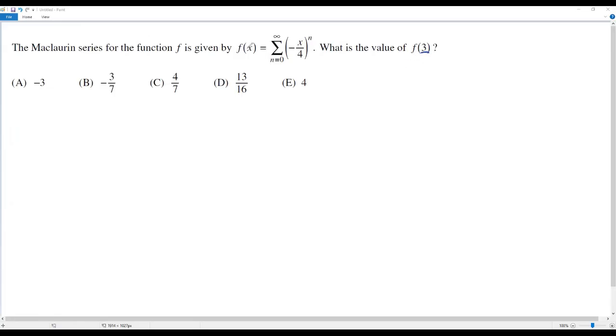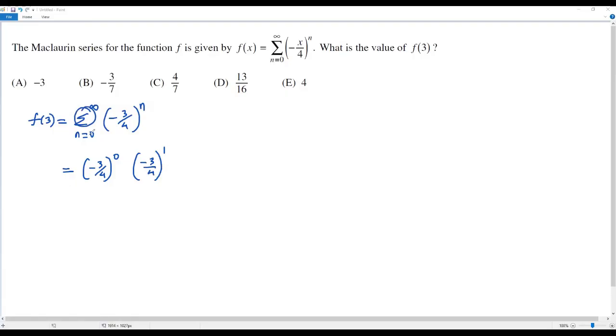Okay, now let's plug in 3 for x over here. Then on the right side also we have to plug in 3 for x. Then we get f of 3 equals the summation from n equals 0 to infinity of negative 3 over 4 raised to the power of n. Now let's plug in the first value of n, that is 0. Then we get negative 3 over 4 to the power of 0. The next value of n is 1. Let's plug in 1 for n. Then we get negative 3 over 4 to the power of 1.